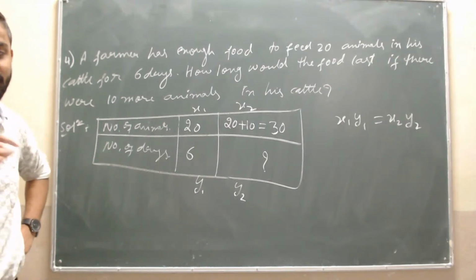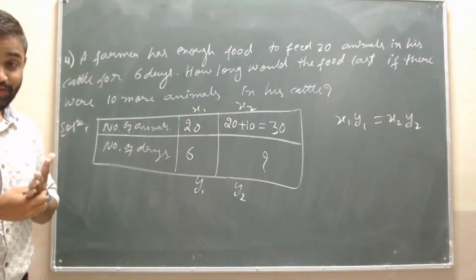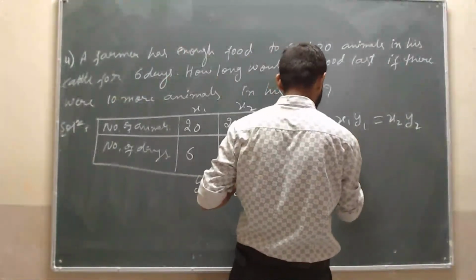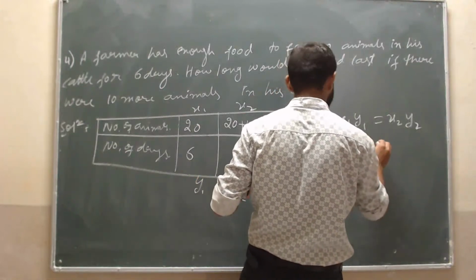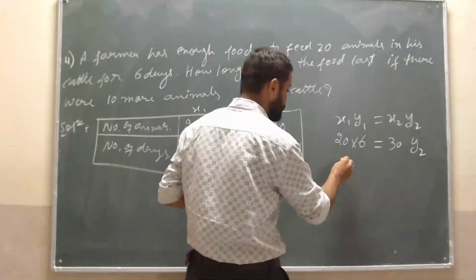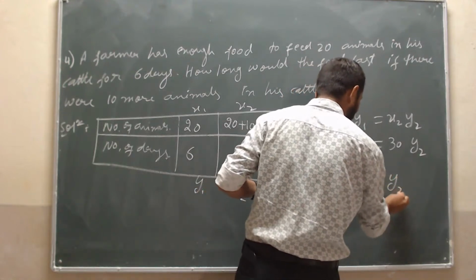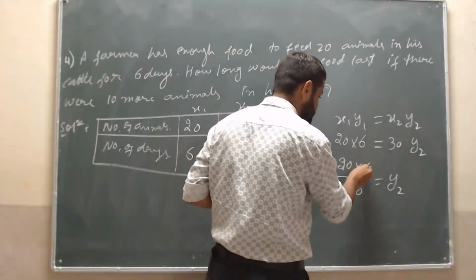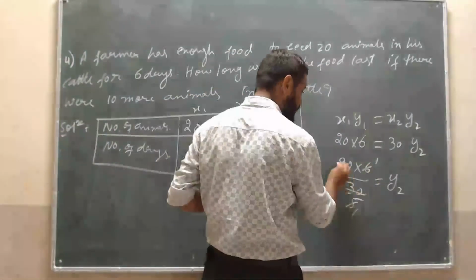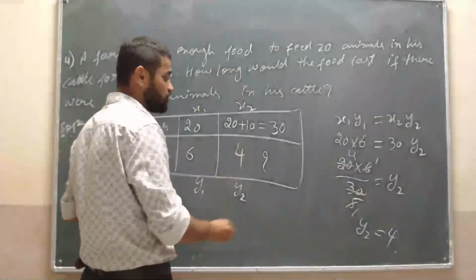Yes, Rajat, very good. 4 days. So I will do it here. The x1 is 20, y1 is 6, equal to x2, which we know is 30, and y2 we don't know. Children, cross multiply, then we will get the y2 value. 6 5s are 30, and 5 4s are 20. Simple. Y2 is equal to 4. Y2 is equal to 4 children.